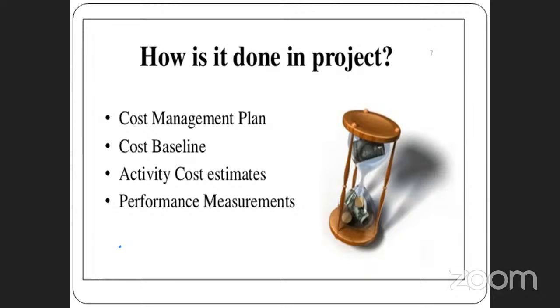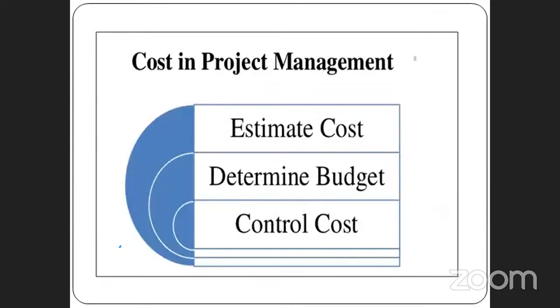Next one, the fourth one, is performance measurement. That is comparing the actual result with the planned result. I already said the 3 lakhs and 2 lakhs. We are just comparing the result. So these are the main things we have to follow. We are following the cost budget. So cost budgeting should estimate cost, then determine the budget, and also control the cost.